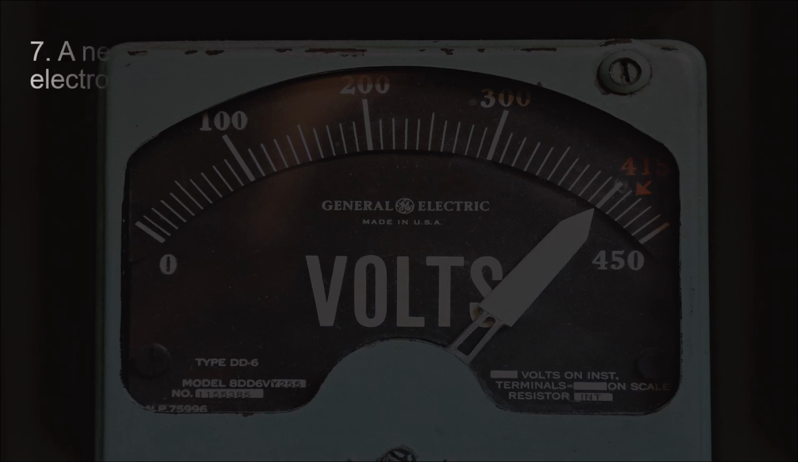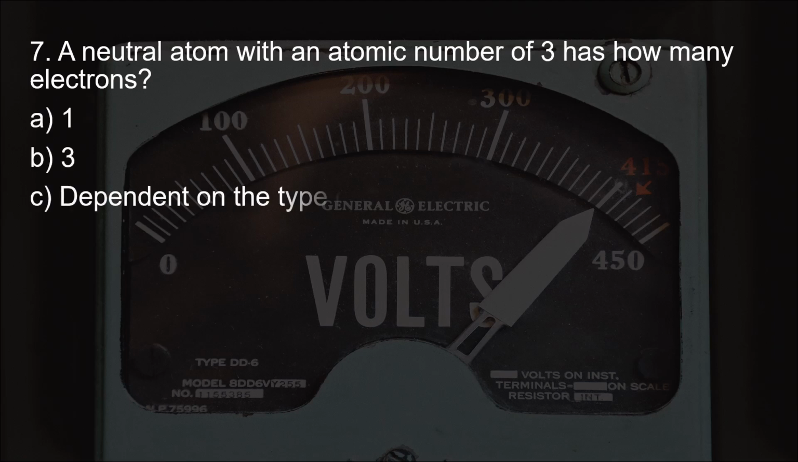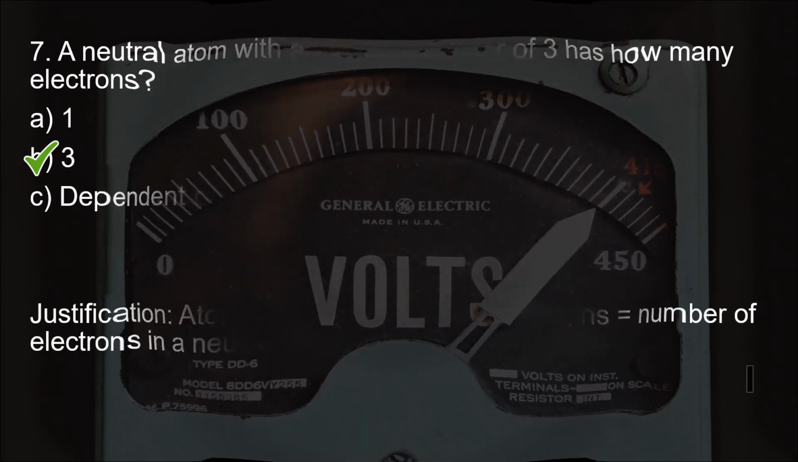Question 7. A neutral atom with an atomic number of 3 has how many electrons? A. 1. B. 3. C. Dependent on the type of atom. Justification. Atomic number equals number of protons equals number of electrons in a neutral atom.